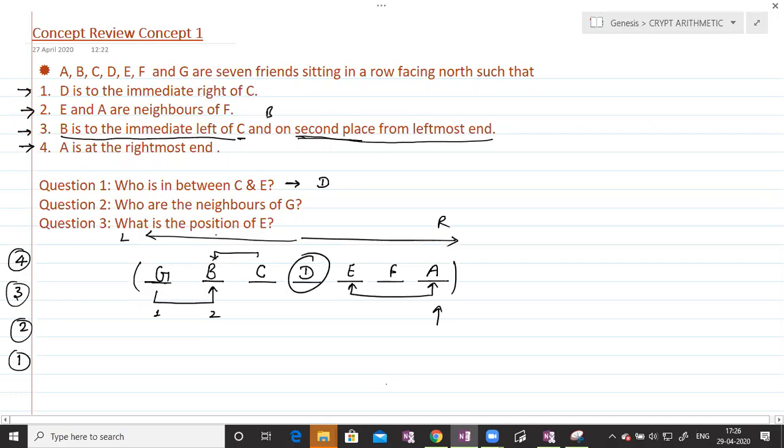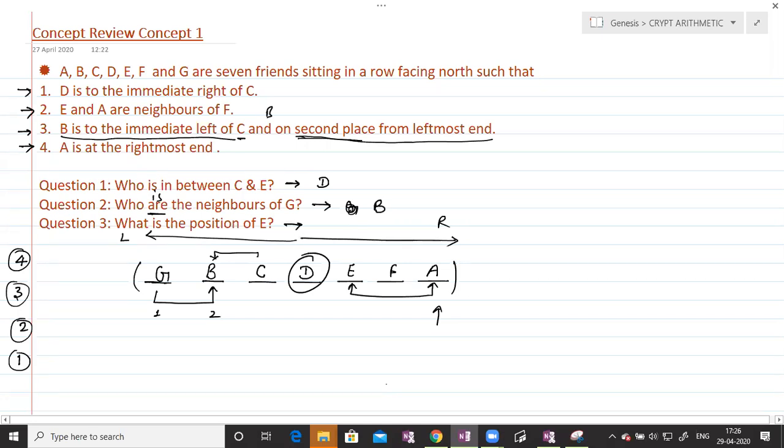Right? This answer. Who are neighbors of G? Not who is the neighbor, right? Should be, because there is only one neighbor, that is G. Neighbors of G, right? Should be B.